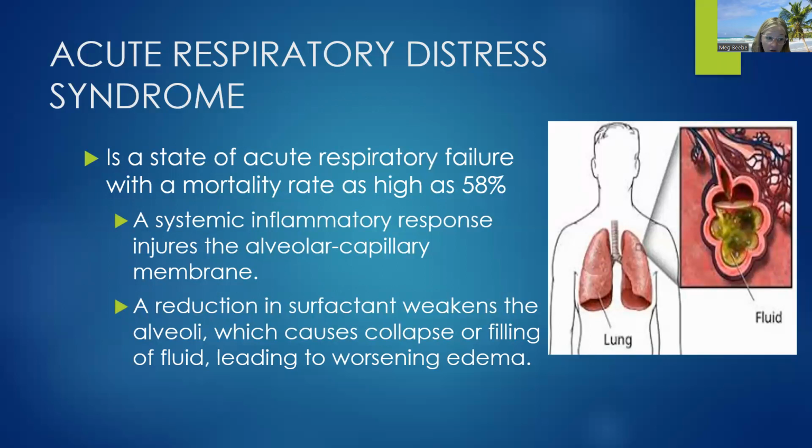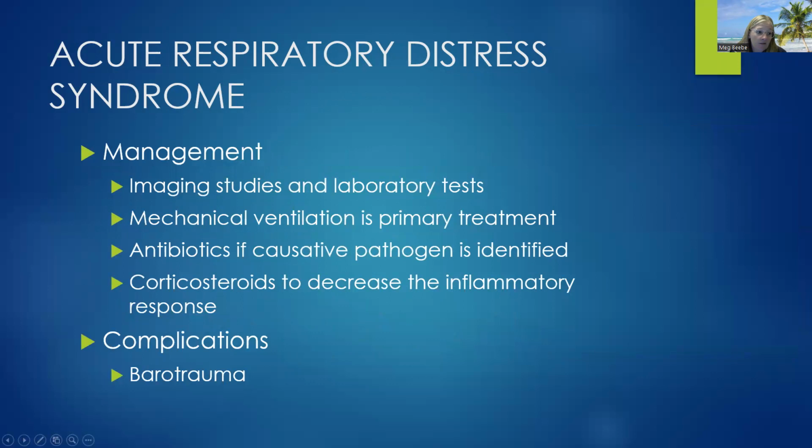Again, risk factors would include trauma, multiple blood transfusions, damage to the central nervous system, smoke or toxic gas inhalation, drug ingestion, and toxicity such as ingestion or use of heroin, opioids, or salicylates. Okay, more on acute respiratory distress syndrome.